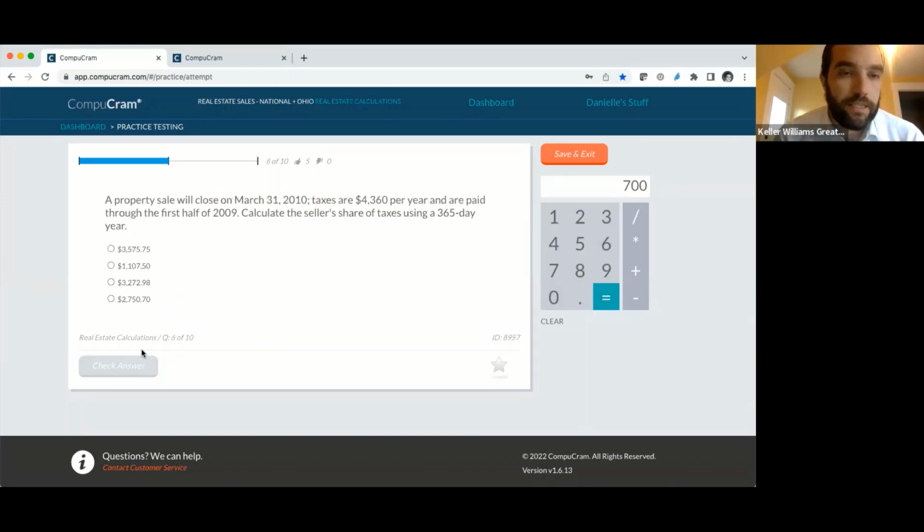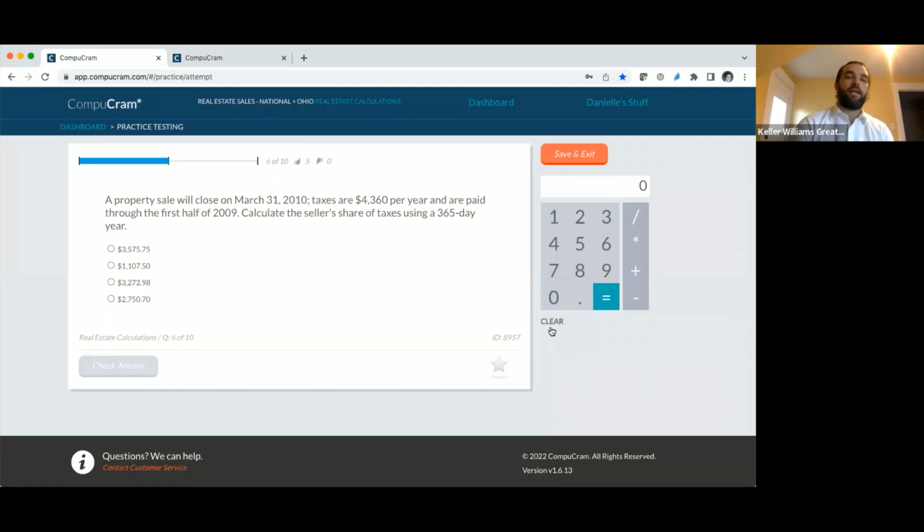Question number 6, a property sale will close on March 31st, 2010. The taxes are $4,360 per year and are paid only through the first half of 2009, which was the prior year. Calculate the seller's share of taxes using a 365-day year. Is it A, 3575, B, 1107, C, 3272, or D, 2750?